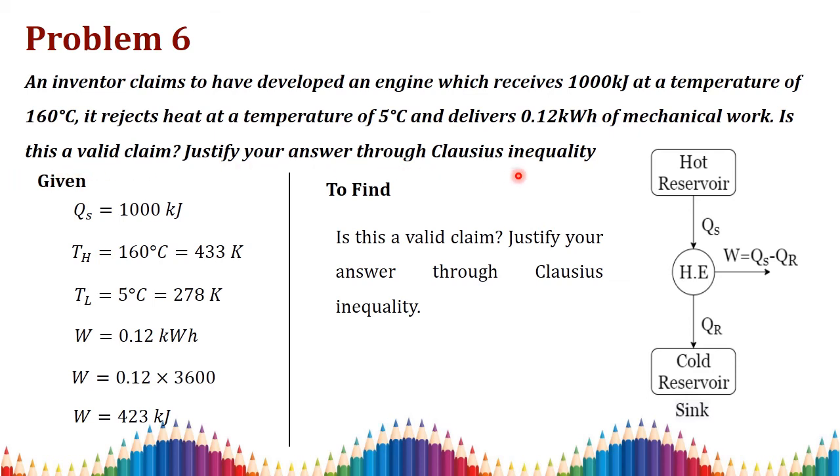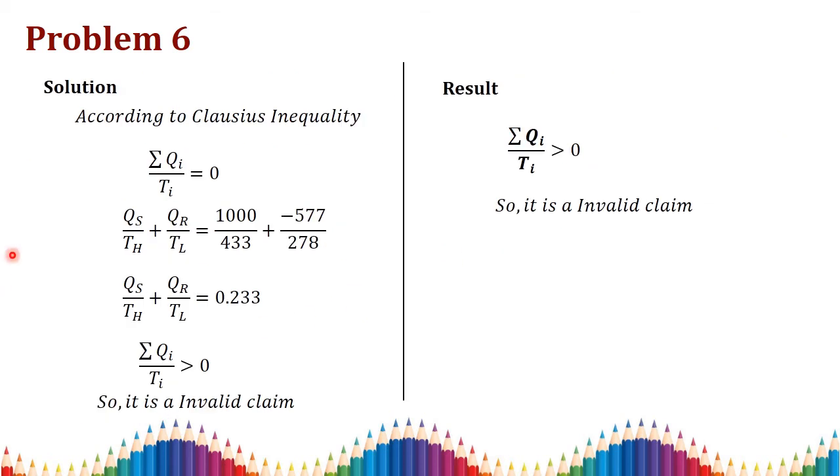Justify your answer through Clausius inequality. So if they ask about Clausius inequality, what is Clausius inequality? The integral of delta q by T is less than or equal to 0. That we have to check. According to the Clausius inequality, the summation of Qi by Ti is equal to 0, that we have to do.